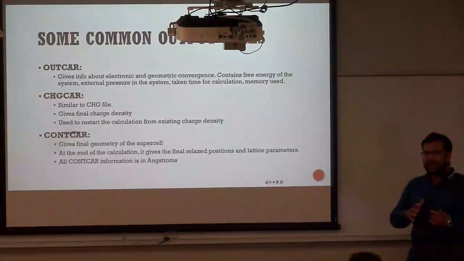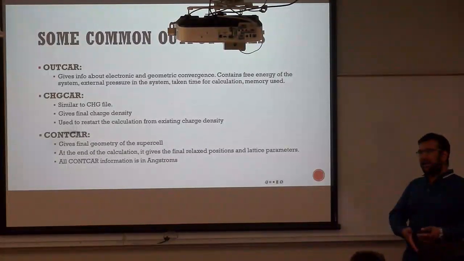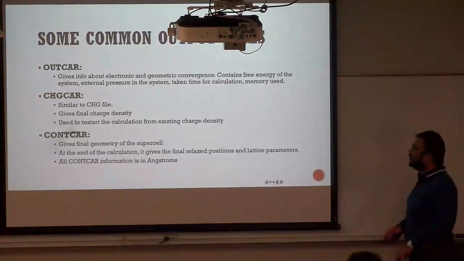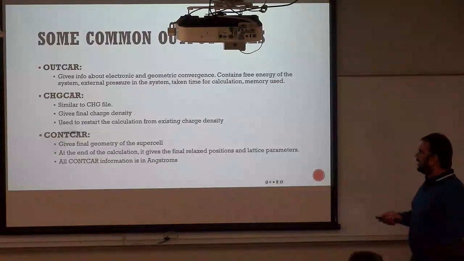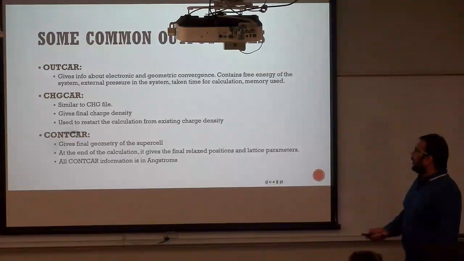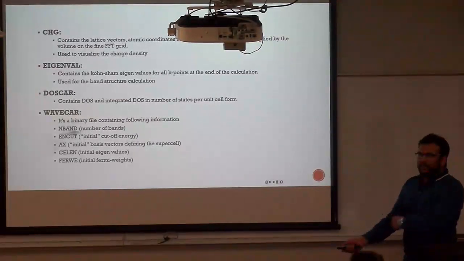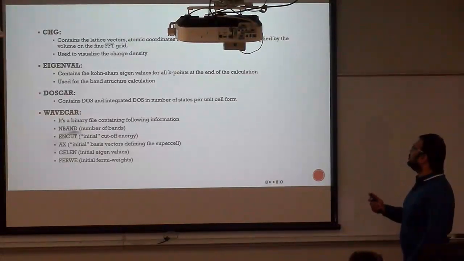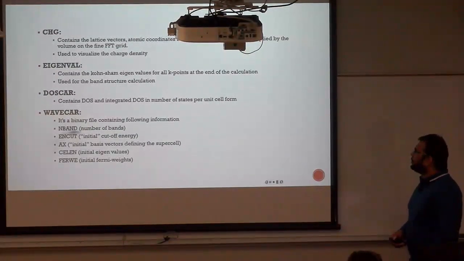If you need the final step of this iteration for another calculation, or for another segment of the same calculation, in that case you will use this CONTCAR file, renaming the CONTCAR as POSCAR for the second segment or for another calculation. So this CONTCAR file is the only output geometrical file. And after that, the CHG file, as I just said, is the same as the CHGCAR file. The main purpose is to calculate the total charge density, and it's also used for visualizing the charge density.